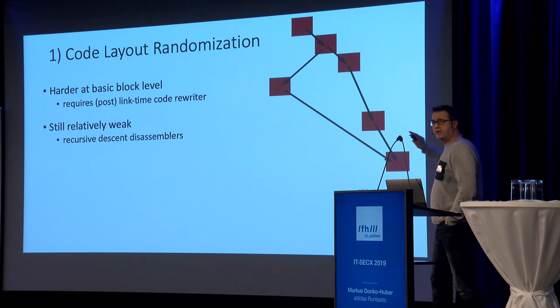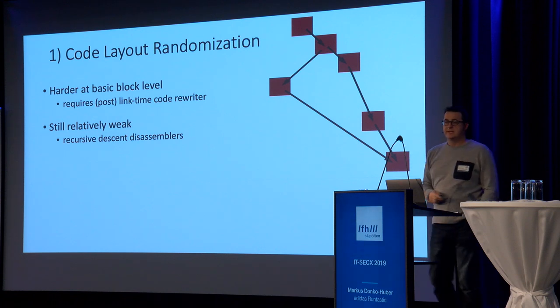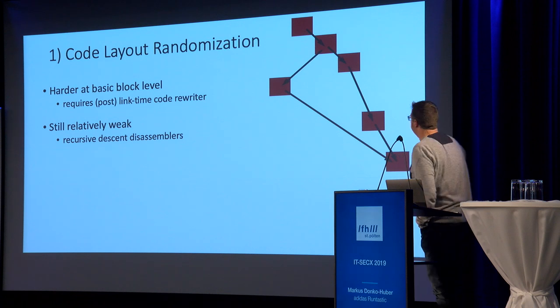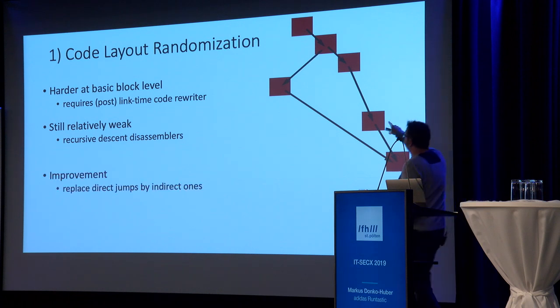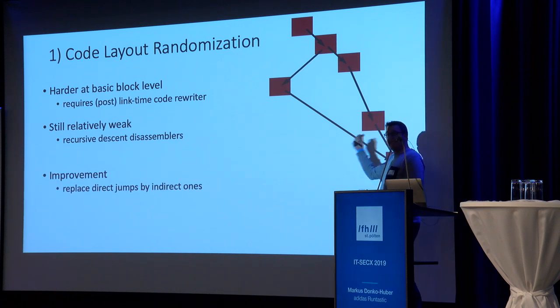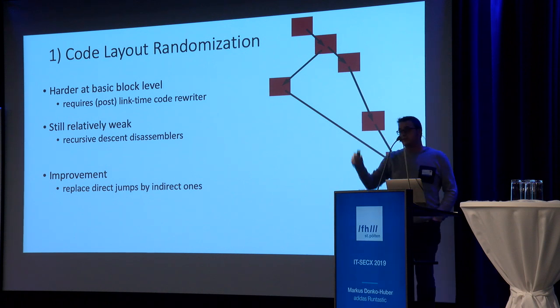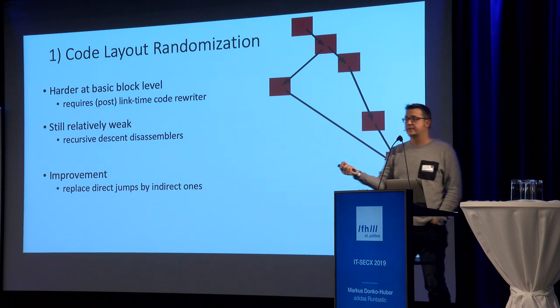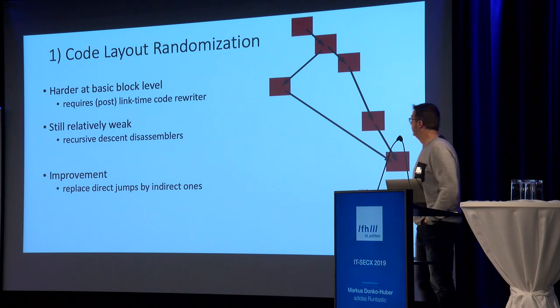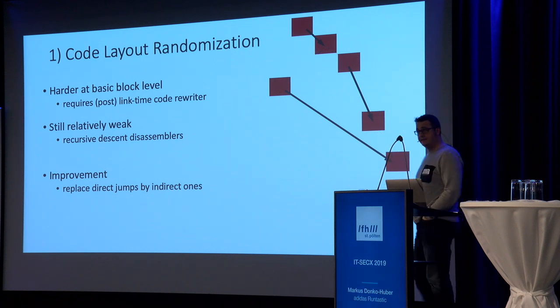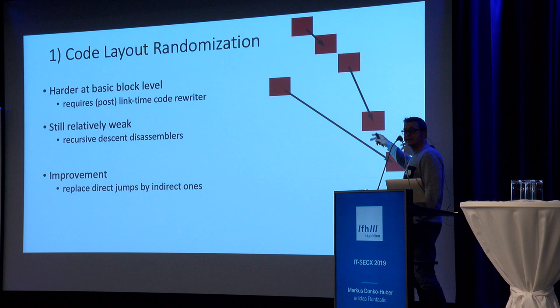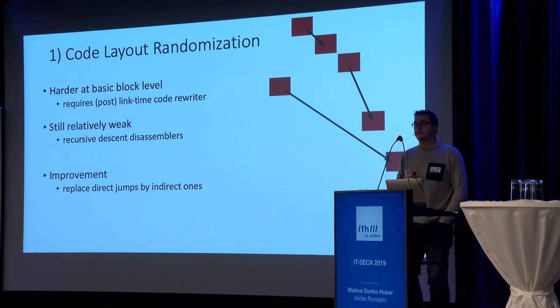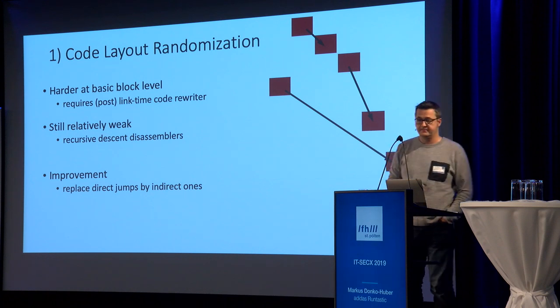So you don't hamper a tool like that at all with just this randomization. Yeah? You can improve this. You can try to replace some of these edges by indirect edges. So you jump to a pointer instead of with a direct jump. If you do that, some information is missing, and then the tool cannot reassemble the code fully automatically anymore, if you do this well. Yeah?